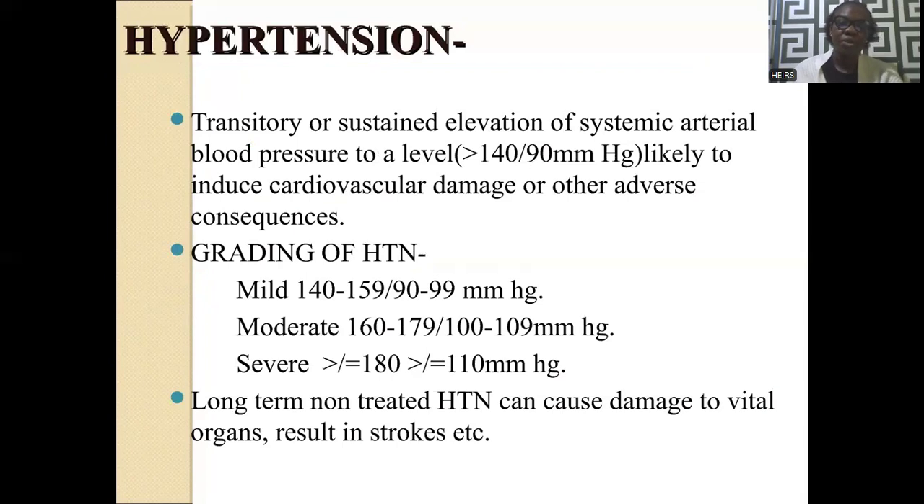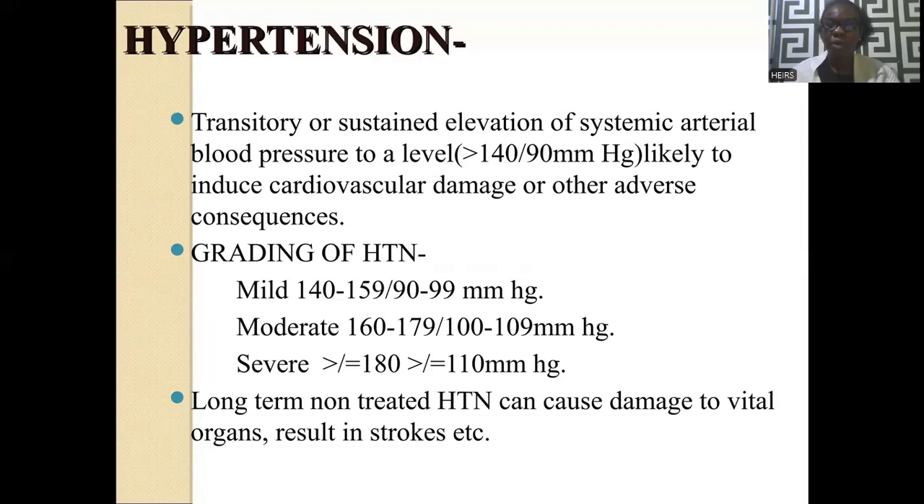Hypertension is a transitory or sustained elevation of systemic arterial blood pressure to a level that is greater than 140/90 millimeters of mercury, and it can induce cardiovascular damage or other adverse consequences. Hypertension is graded as mild, moderate, or severe.